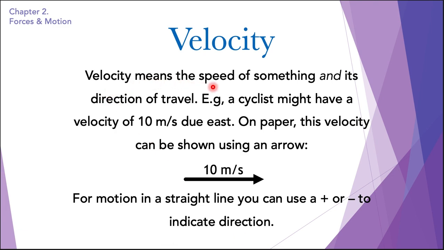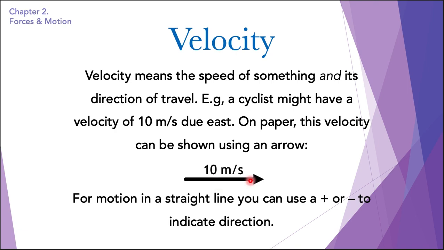But velocity means the speed of something as well as its direction of travel. Velocity is the speed of something, but it also has the direction of travel. For example, a cyclist might have a velocity of 10 meters per second due east. So this is how we write velocity. On paper, this velocity can be shown using an arrow.